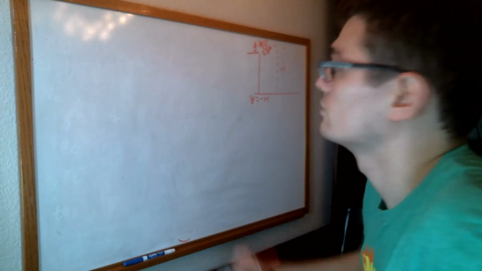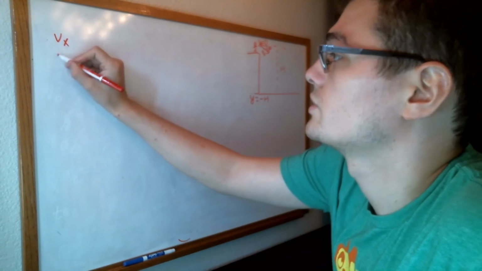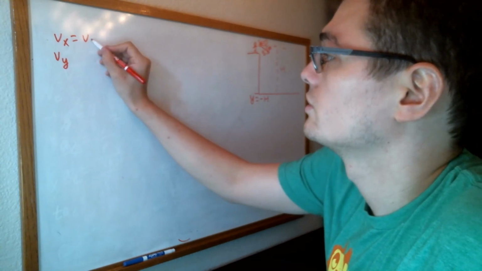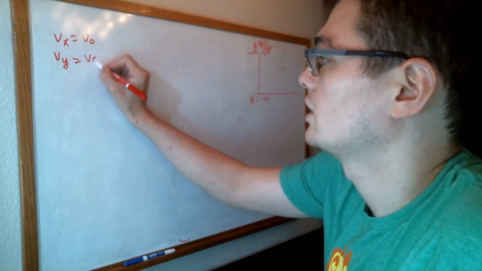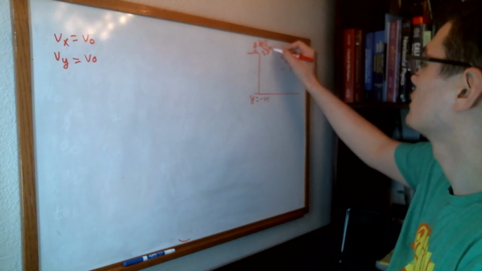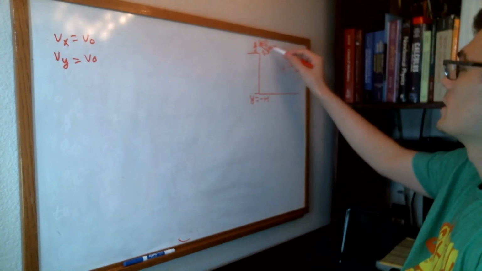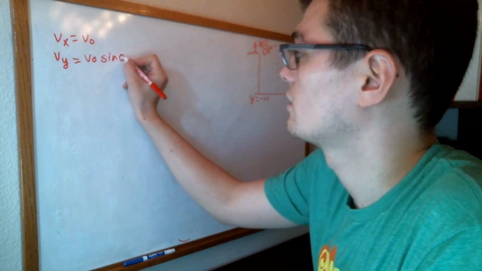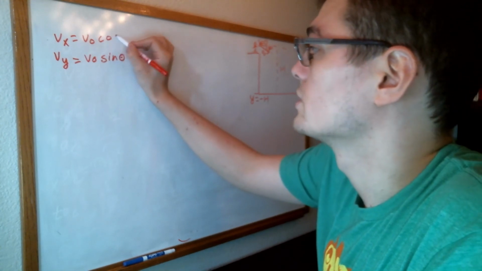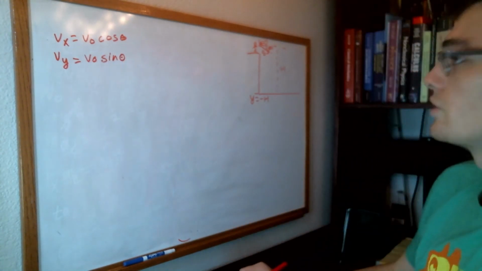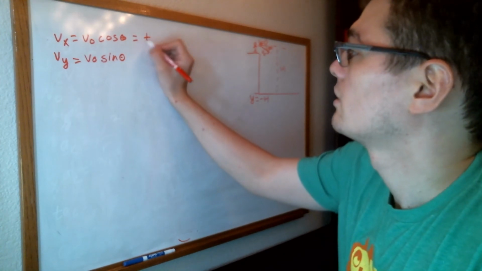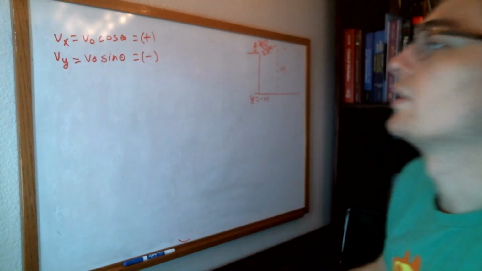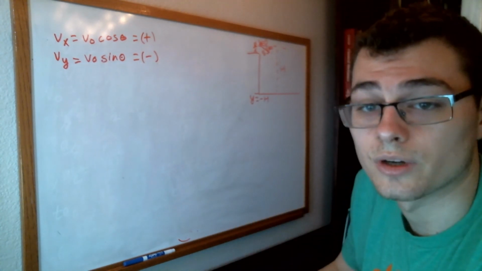we now have to split our v naught into its two components here, vy and vx. And now we have to break this triangle up. So theta is going to be here. Our opposite is going to be our y component, so that's going to be sine theta. And this is going to be cosine theta. Our x velocity is going to be a positive value, and our y value is going to be a negative value. We're accounting for that now so that we don't have to do it later.